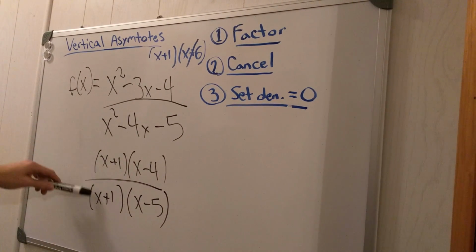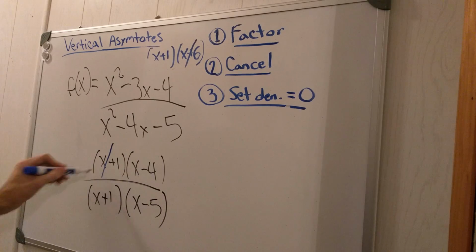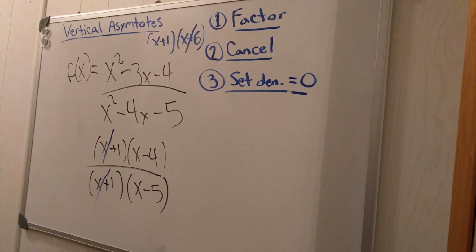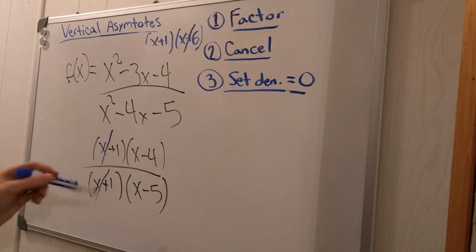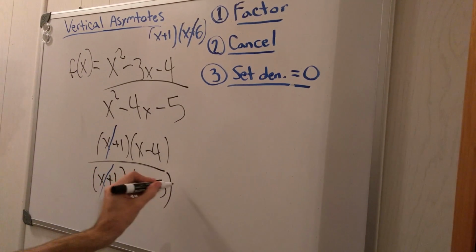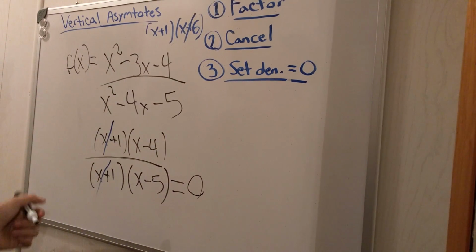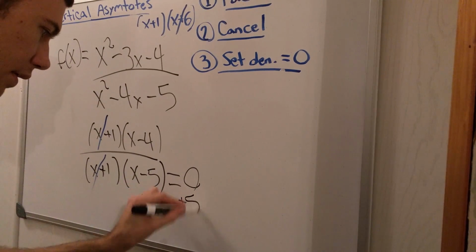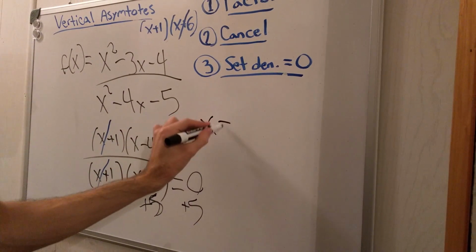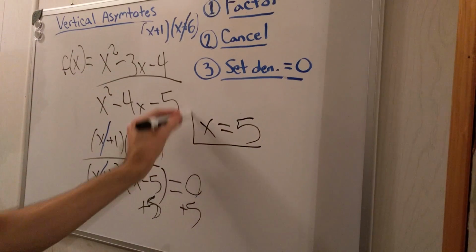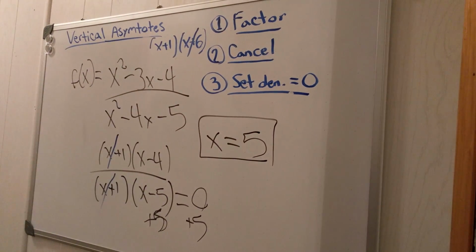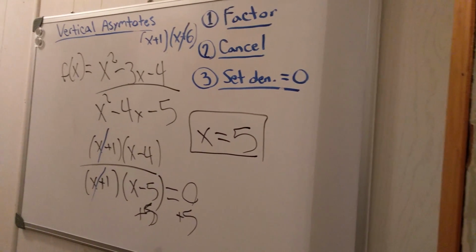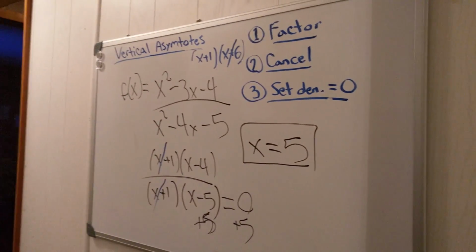We have 2 like terms, the x plus 1, so we're going to go ahead and cancel those 2. And we're left with x minus 4 in the numerator and x minus 5 in the denominator. So we set that denominator equal to 0, our third step. I'm going to add 5 to both sides, and what we're left with is x equals 5. That is the vertical asymptote of this rational function. And that is how you solve for vertical asymptotes.